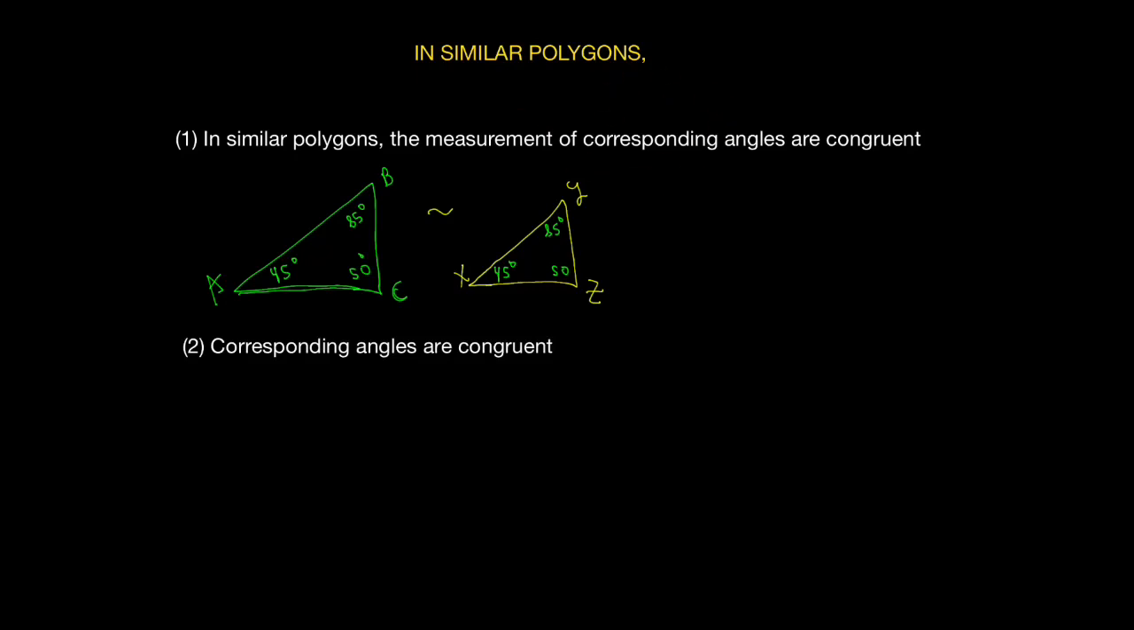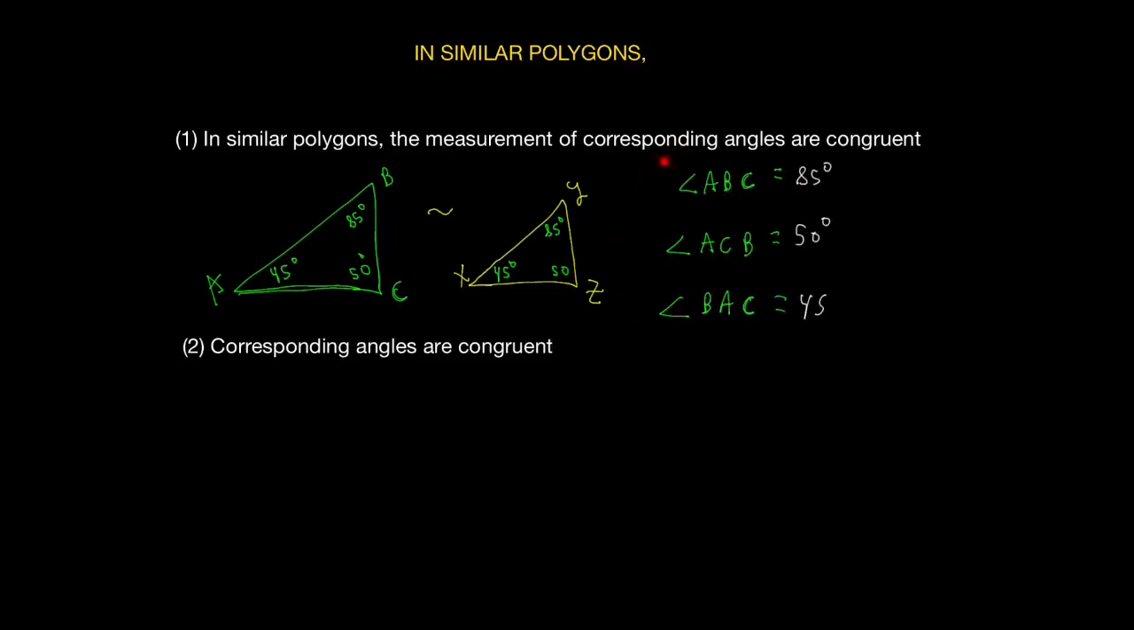Corresponding is just a very fancy way of saying that they're in the same position. So for example, 85 degrees, angle ABC is in the same position as angle XYZ. So then those two angles are congruent. So here the same thing, 50, 50, 45, 45. And if we want to write it out, we can do that as well.